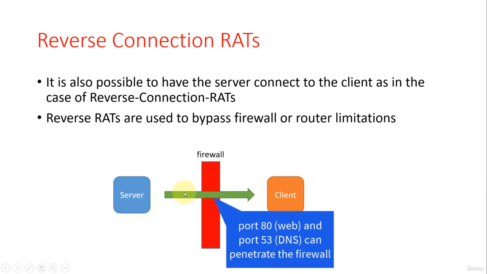For example, if it uses port 80, the firewall usually doesn't block port 80. Port 53 also usually isn't blocked because port 53 is DNS. So this is an example of where you might use reverse connection RATs in order to penetrate the firewall.